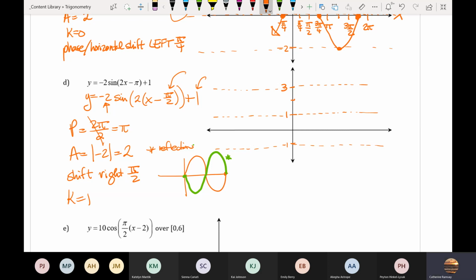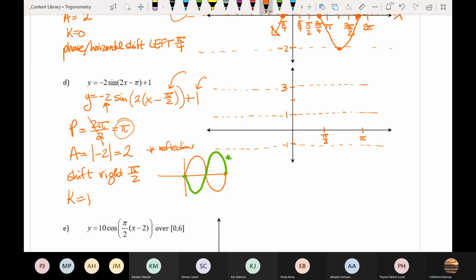Everything should be all mirrored. Everything should work out very nicely. Okay, so then my period is pi. So normally we would put it at the 2-tick part. I say the 2-tick part, I kind of just put it roughly wherever. So then halfway is pi over 2.